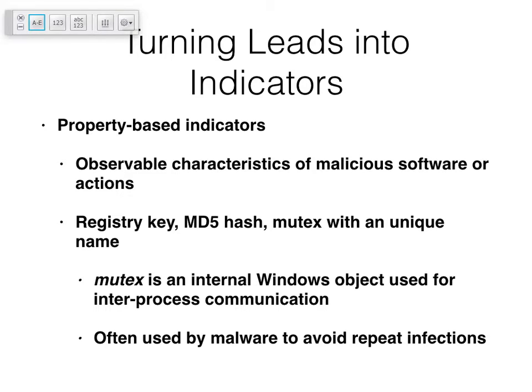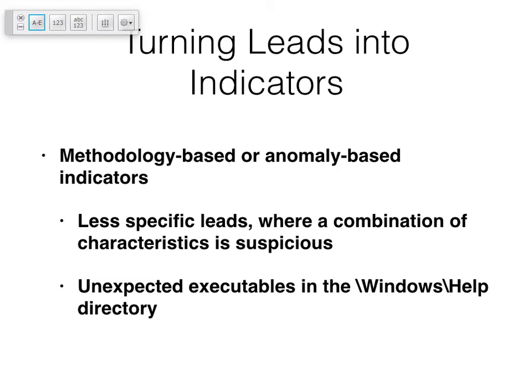So it usually is a mutant typically, as the existence of a certain mutant warns the malware that I've already taken over this box, don't try to take it over again. So that's something you could look for. The other kind of leads are the anomaly-based or methodology-based. These are fuzzier. These are things that aren't as clear as the existence of a file with a certain hash. Other indicators like unexpected executables in a Windows directory where you shouldn't be anything except what Windows put there.